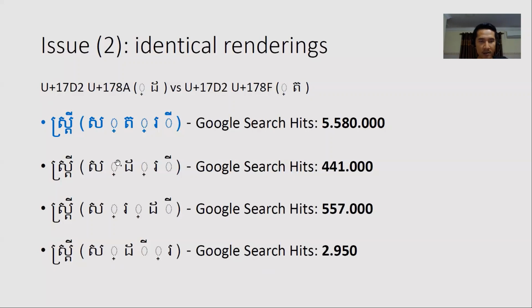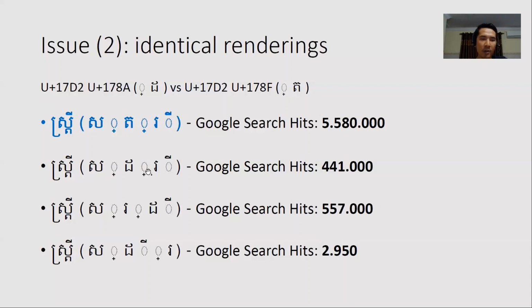What we have here is something similar to the correct one, right? Except that we have a different consonant. This is DA, this is DA. Once again, this is 178A, this is 178F, right? This consonant. However, all of the renderings are the same, right? So this will give another problem. People can use a different subscript to account for the subscript that they expect, right? And the hits are 500,000 here and more than 500,000 here and 2000s here.